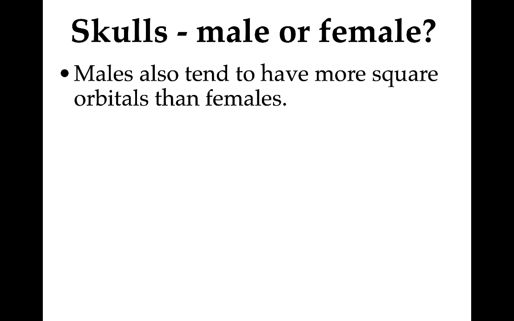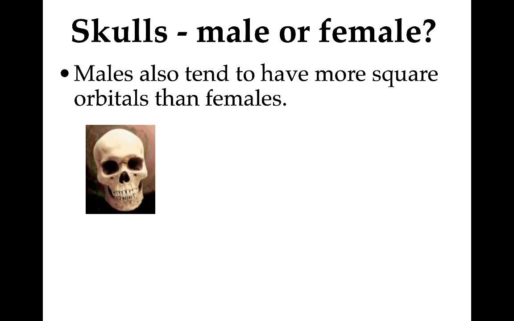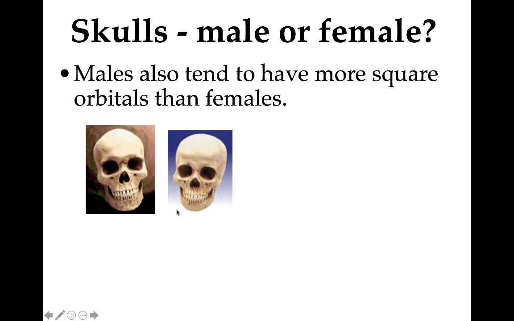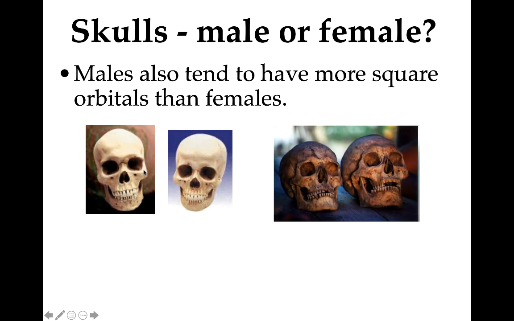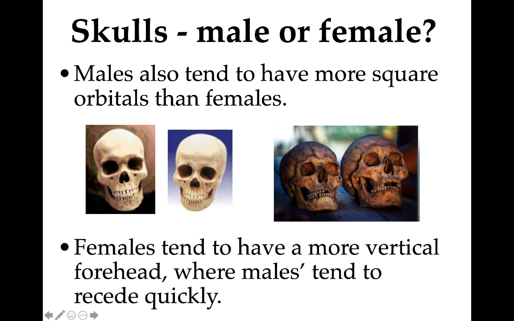Now, there are more differences. If you look at the eye sockets, the orbitals, males tend to have more square orbitals and females' orbitals tend to be more round. So on the left is a male again, and on the right is a female. You can see the orbital on this skull is very round compared to this one. It's a little more squared off. Again, here's the female, a little more round compared to the male. And finally, females tend to have a more vertical forehead. You can see the forehead goes up a little more before it goes back, whereas men's tend to recede very quickly.